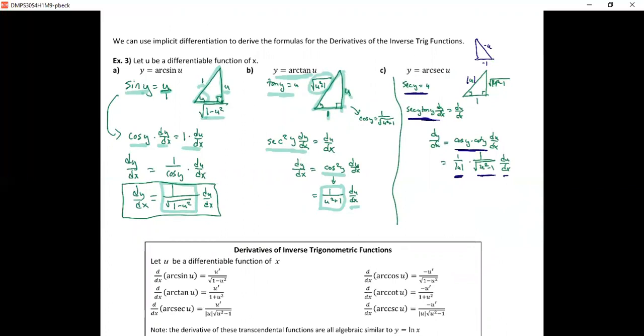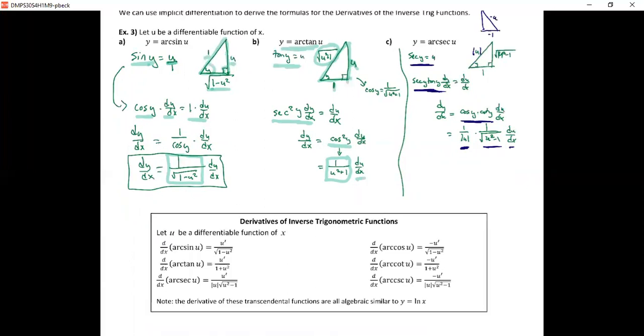The derivatives of the arc trig functions are something that in Calc BC we're going to be working with a lot more, primarily second semester, especially when we do integration of inverse trig, as well as when we do trig substitutions. We have to know which of the three trig functions we want to work with.